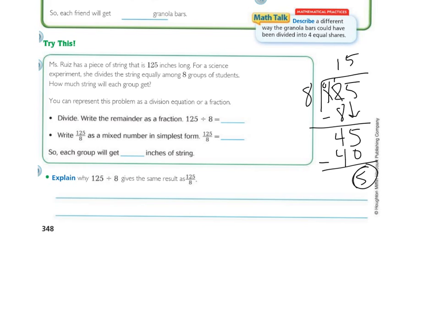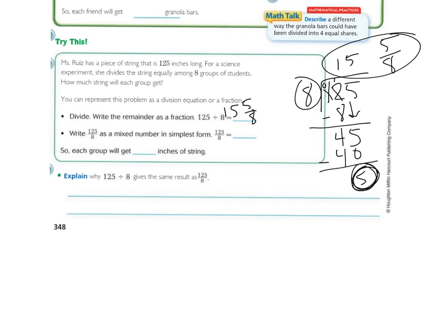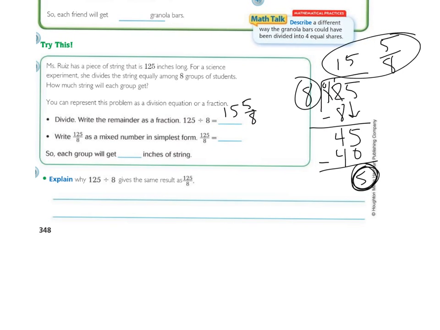Remember, they said to write your leftover as a fraction. So I've got 5 eighths. So 15 and 5 eighths. Now they want us to write 125 divided by 8 as a mixed number in the simplest form. Again, it's going to be 15 and 5 eighths, because 5 eighths can't be reduced. So each group is going to get 15 and 5 eighths inches of string.